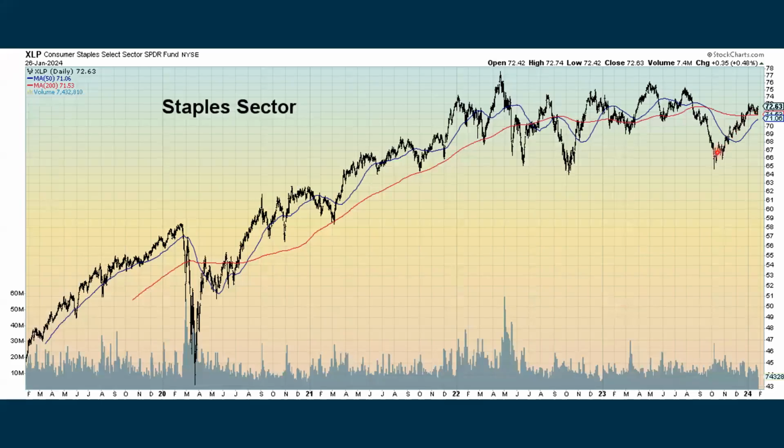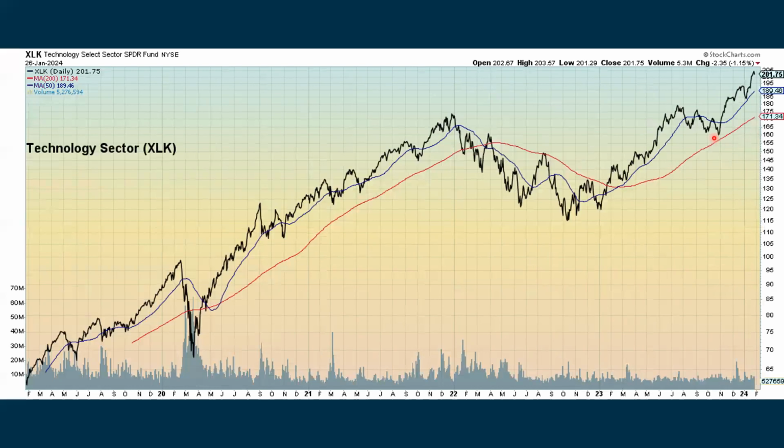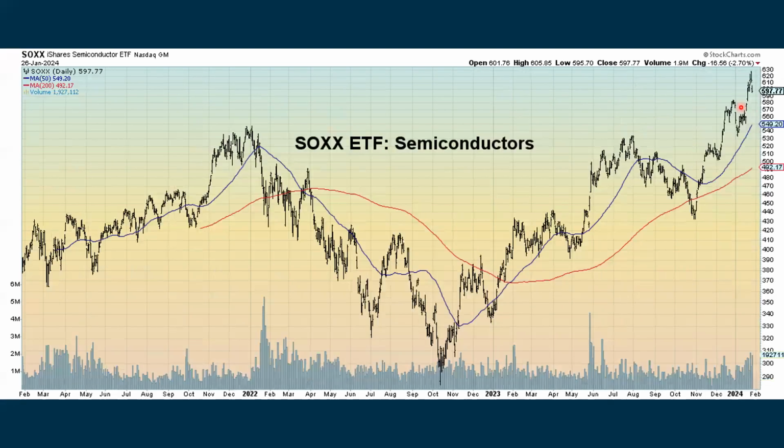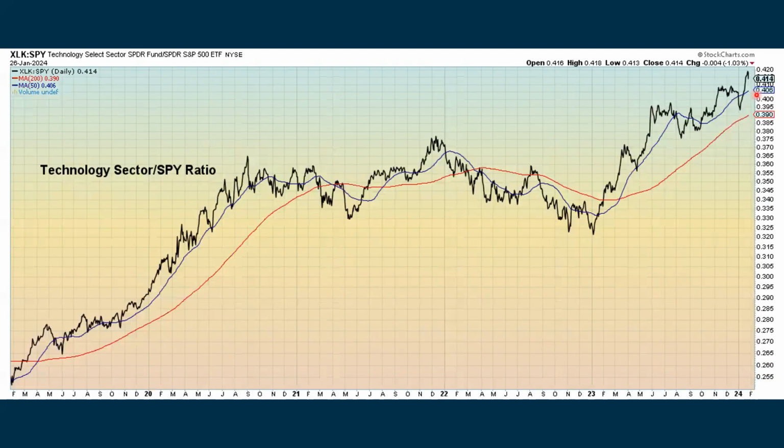The staple sector continues to be in an uptrend, but so far in 2024 has been going sideways. And I take that back. It's actually in a downtrend, but the blue line is starting to come back up to the red line. The tech sector has been the strongest area in the market and is still in a solid uptrend. The semiconductors are also in an uptrend, even though they got hammered in this past week a little bit.